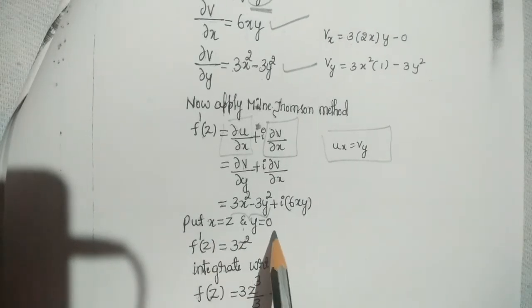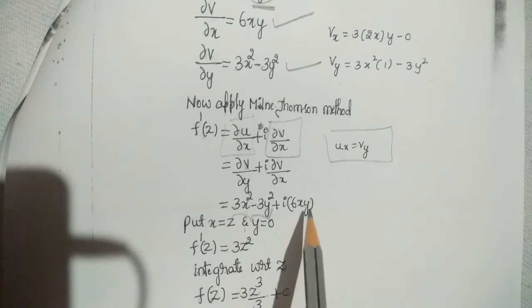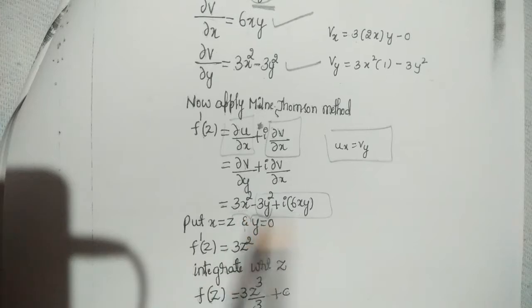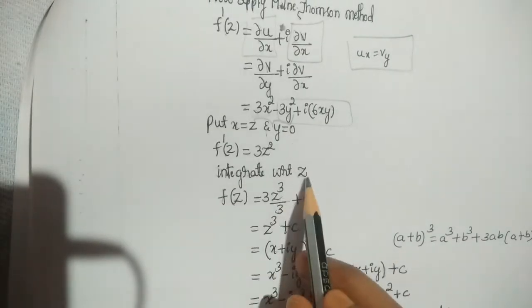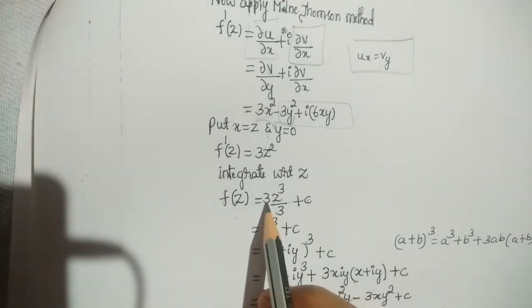So the next step is what? Put x is equal to z and y is equal to 0 in the previous step. So it becomes what? Here we have y, here we have y. So 0, 0, both get cancelled. We remain with the first term only, that is 3x square. What is x? z. So 3z square. So f dash of z is 3z square. So the last step is what? Integrate. With respect to z, if you integrate, f dash of z becomes f of z, 3z square. So 3 is constant, z.